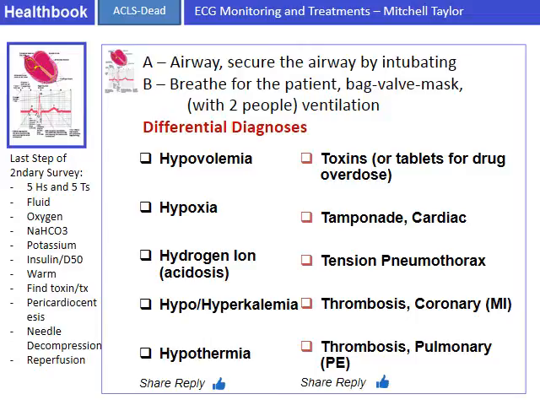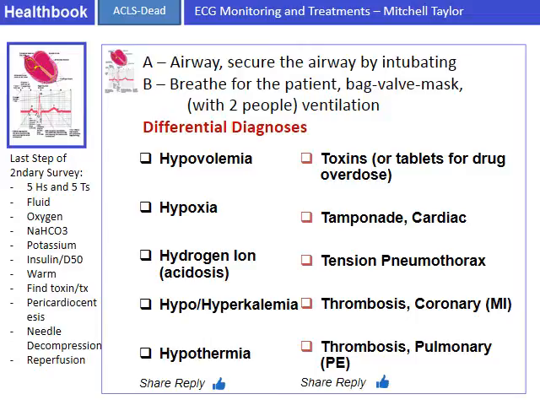We have 5 H's and 5 T's. So how do we treat hypovolemia? Well, we give fluid. How do we treat hypoxia? Well, we give oxygen, make sure our airway is patent. Hydrogen ion acidosis, that's an acid, then we're going to give a base, we give bicarbonate. And you see on the crash cart, you'll see the yellow Bristol jets that you flip off the tops and connect them, and you can give that.